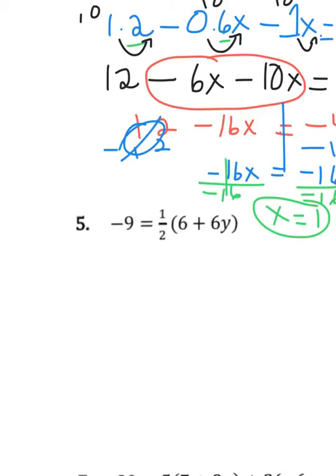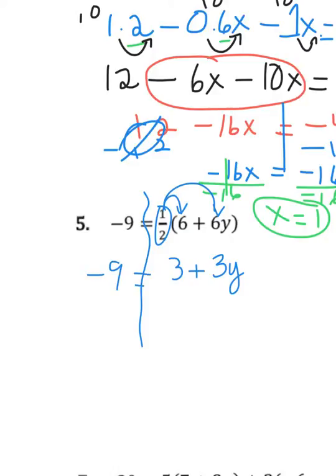All right, here we go. Now this fraction, you look at it and you go, oh no, it's a fraction. But think about it. This is 1/2. What's half of 6? 3. So that's just 3 plus 3y. Negative 9.